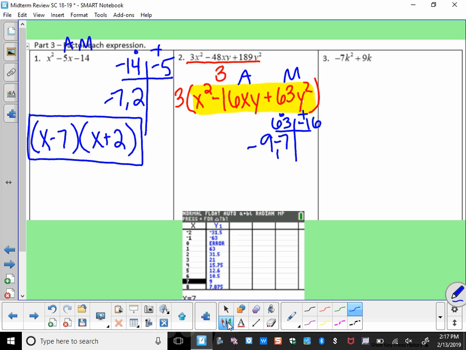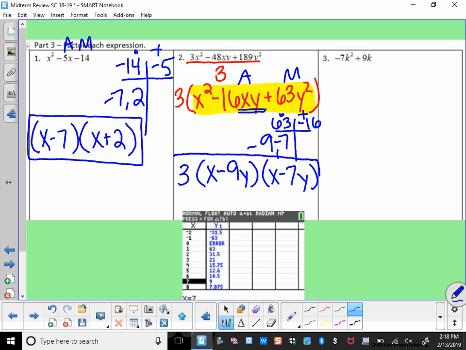So you have x minus 9y, because we're splitting up our factors in the middle. Okay, so x minus 9y and x minus 7y. And I bring my 3 down to be my main answer.